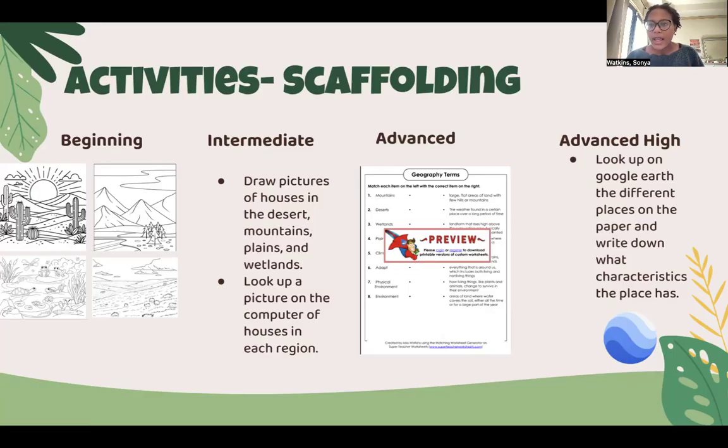Next, in advanced high, I would have them look up different places on Google Earth and write down what characteristics the place has. I would have a sheet of paper saying, look up these places on Google Earth, because clearly they understand language and how to type. They would write down a characteristic of each place, and there would be different questions. Is this place in the desert? What are the houses like? Just different questions to engage.